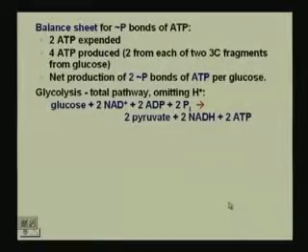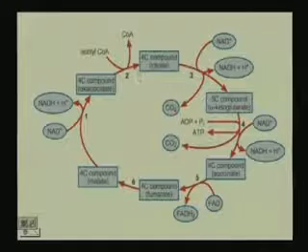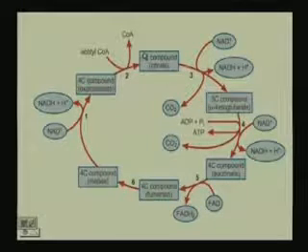So now we have to look at our balance sheet. This is what we did last time. Glycolysis, we have 2 ATP that are used up, 4 ATP produced. Why? Because we have 2 3-carbon fragments, each of them are producing 2, so we have 4 ATP produced. So eventually we have a net production of 2 ATP per glucose. Okay, this is what I showed you last time. So this is basically now our balance sheet.